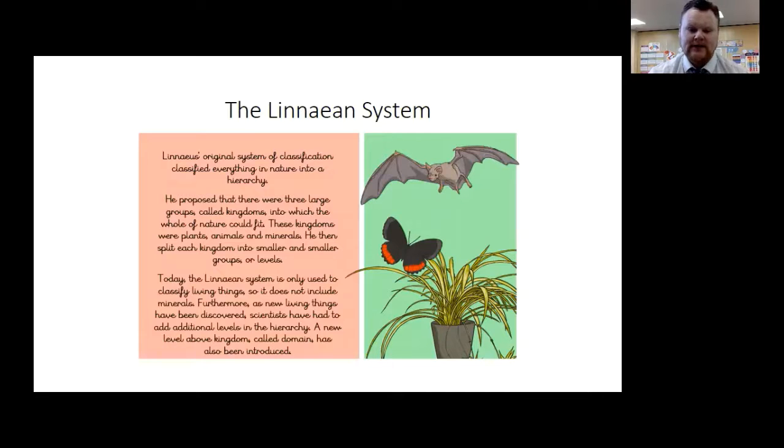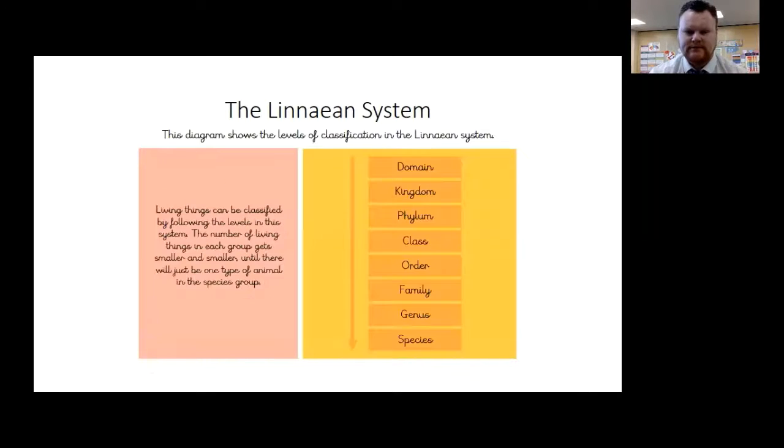Furthermore, as new living things have been discovered, scientists have had to add additional levels in the hierarchy. A new level above kingdom called domain has also been introduced. So like in all science, an idea is introduced and it's developed over time and built upon. So that's what all scientists do. So they took out minerals because they're non-living things, and it just focuses now on living things.